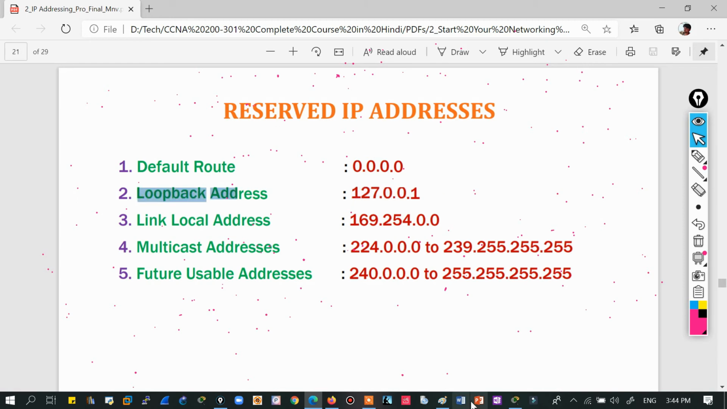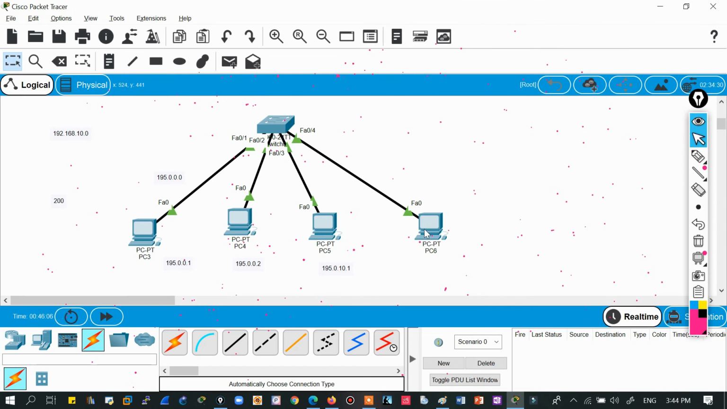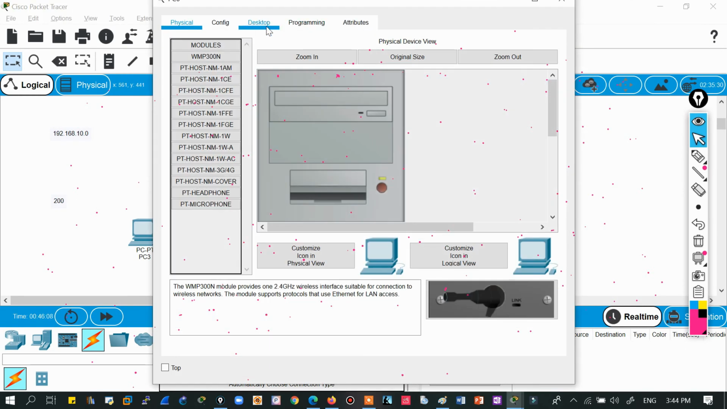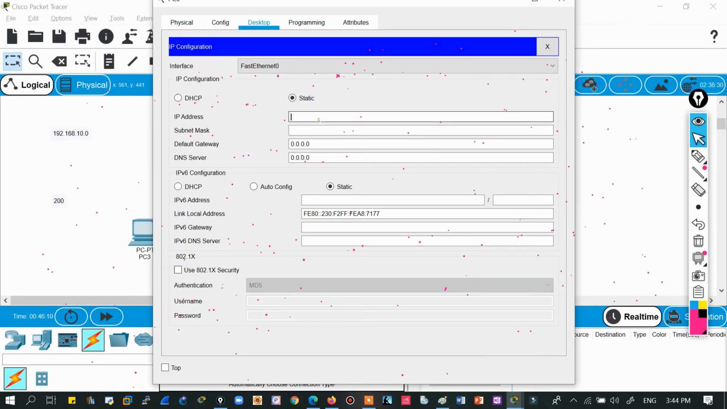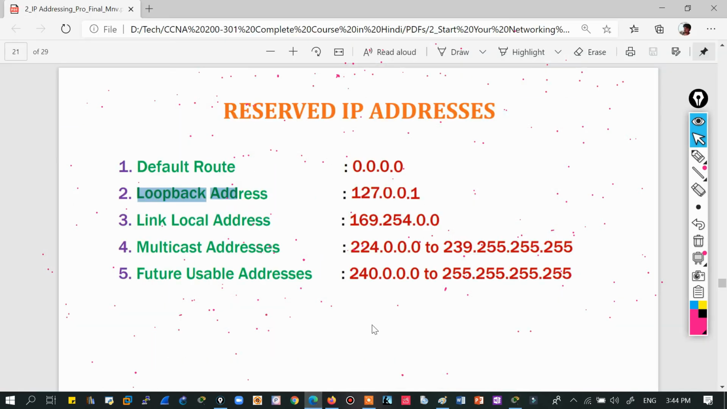It means you cannot use a 127 IP on any PC. So let us try. First of all, 0.0.0.0. Can we use this IP? No, invalid. Can we use a 127 IP? Let's see, 127.0.0.1. Yes, this is an invalid IP address, right? So we cannot use these addresses on any end device.